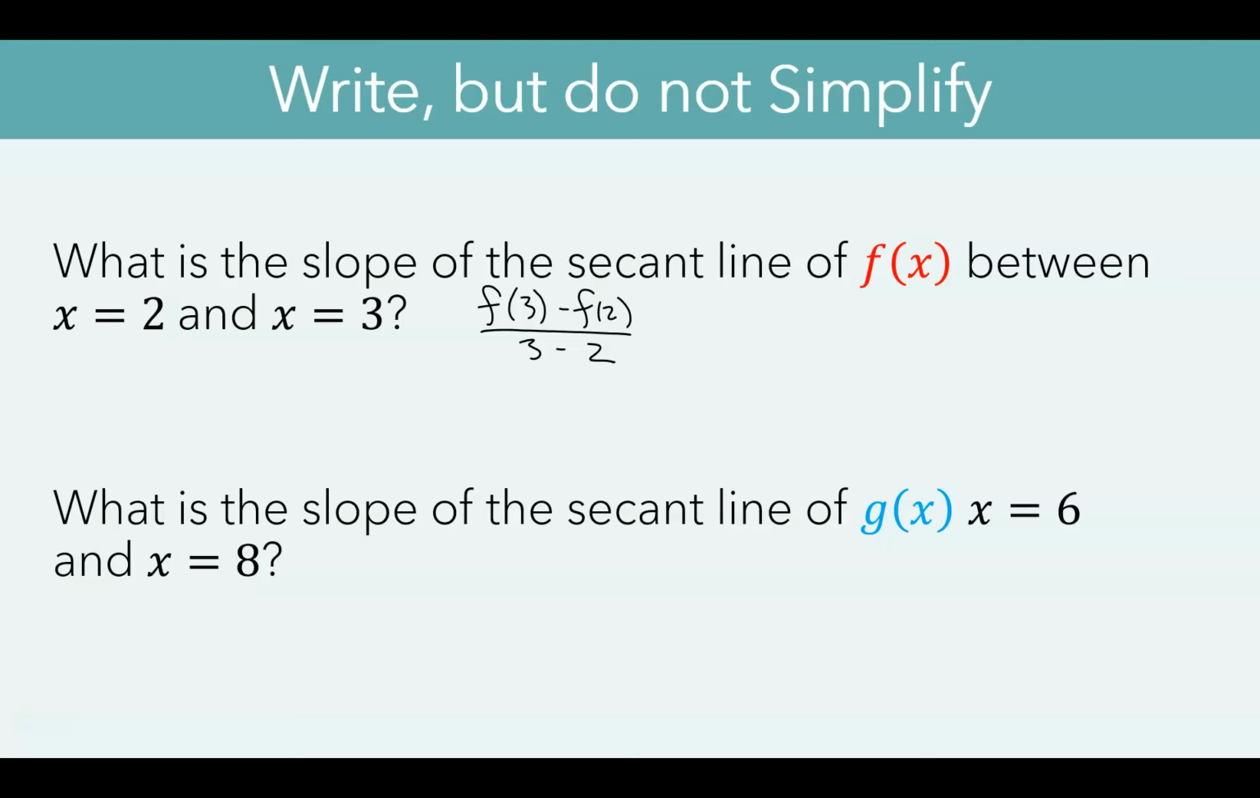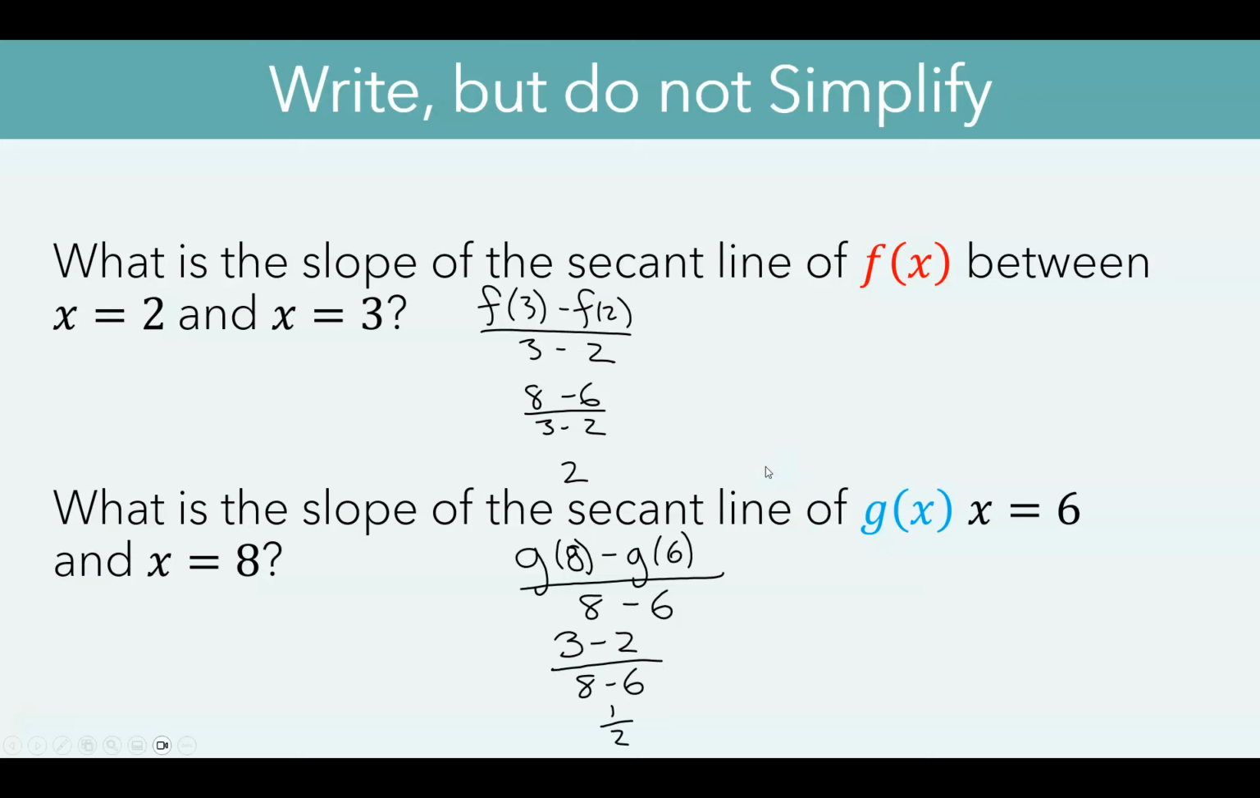And if you flip back a couple of slides, or if you're writing them down, f of 3 is 8, f of 2 is 6, so 8 minus 6 over 3 minus 2. My title in class was write but do not simplify, because students think this matters, but it doesn't. We're looking at a relationship. So what's the slope of the secant line of g between 6 and 8? That's g of 8 minus g of 6 over 8 minus 6. And if you look back, g of 8 is 3 and g of 6 is 2.